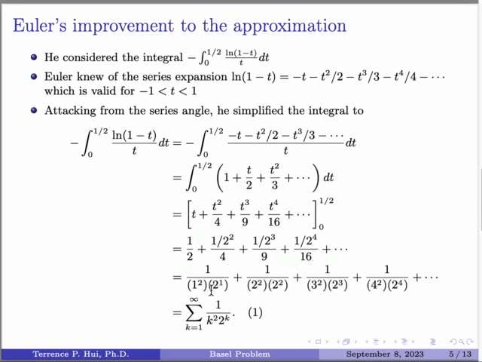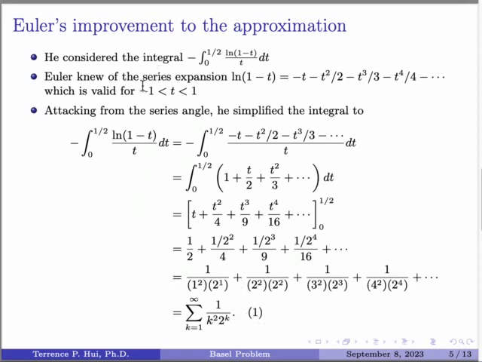You can rewrite this as follows: 1 over 1 squared times 2 to the 1, plus 1 over 2 squared times 2 to the 2, plus 1 over 3 squared times 2 to the 3, and so on. If I were to write this in series form, this is just the infinite series of 1 over k squared times 2 to the k. Let's call this integral with this series answer equation number 1.